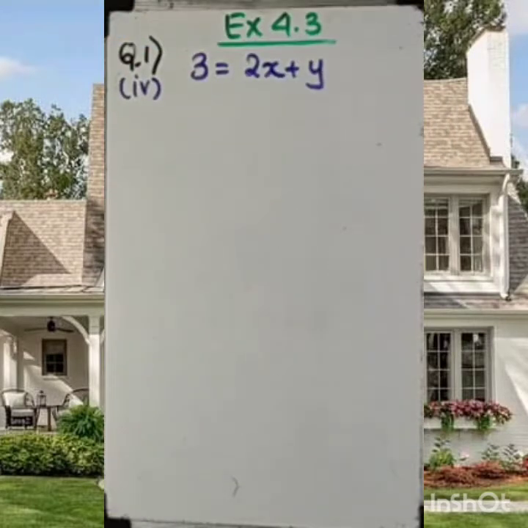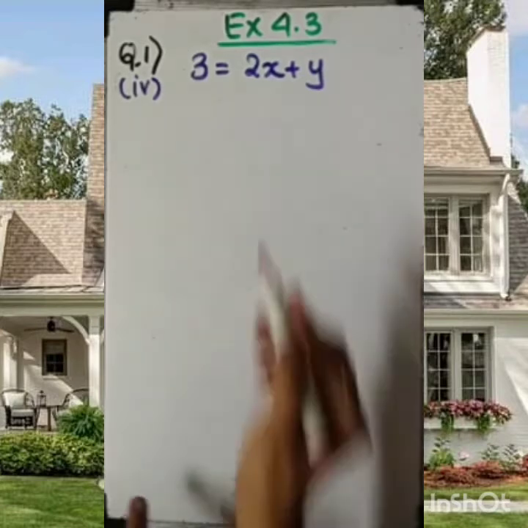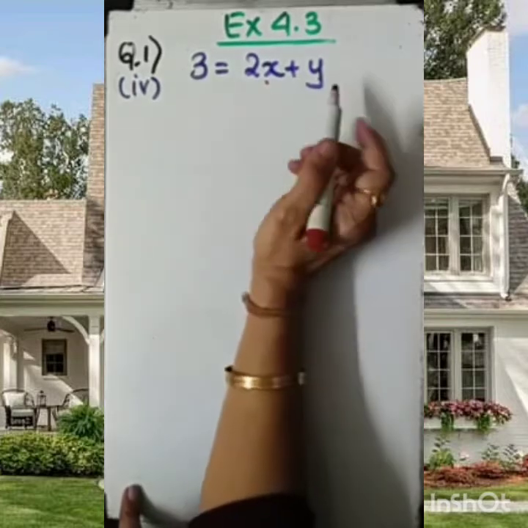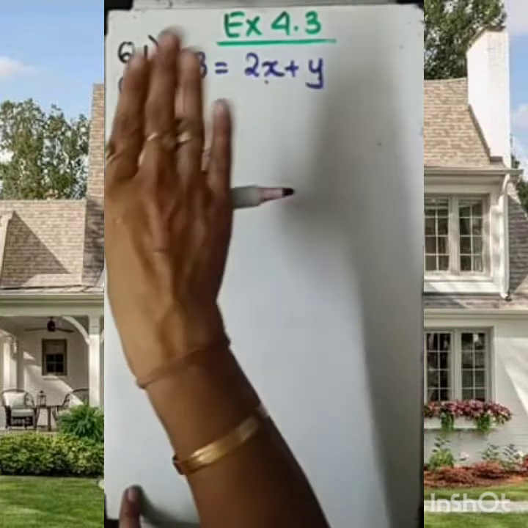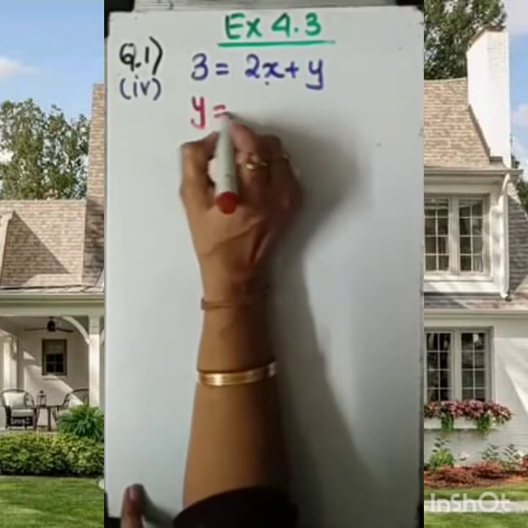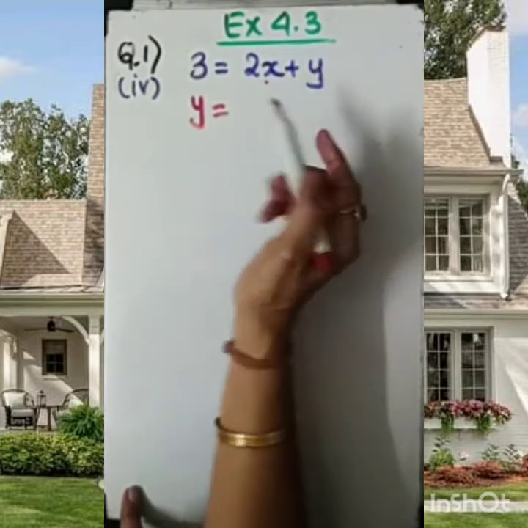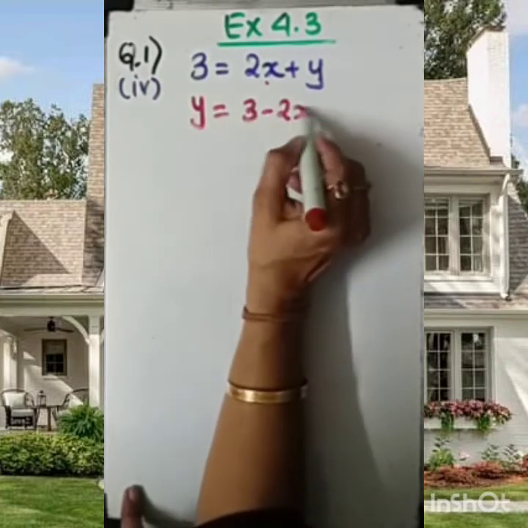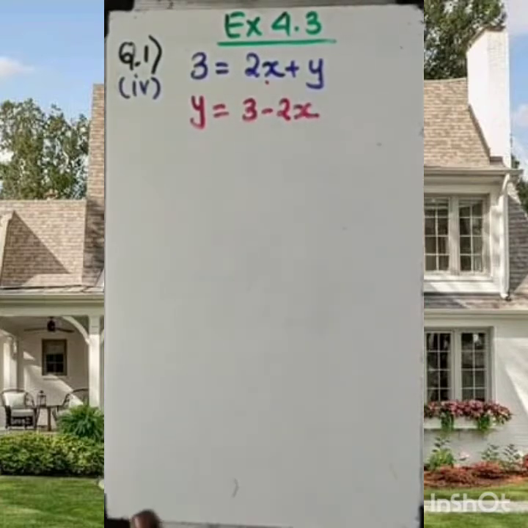So my dear student, here question number 1, the equation we are given is 3 equal to 2x plus y. Again you can see here we are having two variables, x and y. So what I am going to do, if I write this side as the left side, then let me make y the subject. I am keeping y there only, then I need to bring this 2x to this side, so it will become 3 minus 2x.